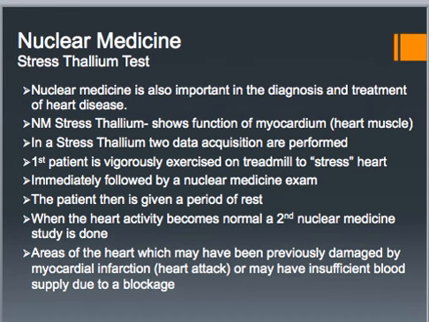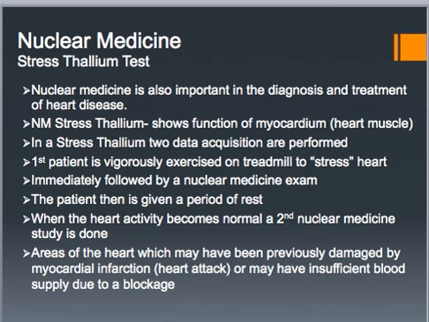So the difference being, when we do them in ultrasound, the patient comes in, they do the resting echo, that's performed first, then they stress the heart by having them walk on the treadmill, and then a second echo is performed when the heart is stressed. So in the nuke med stress test, or stress thallium, the patient is vigorously exercised first on a treadmill to stress the heart, and then they're immediately scanned while that heart's already stressed.